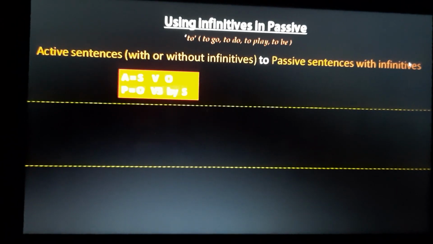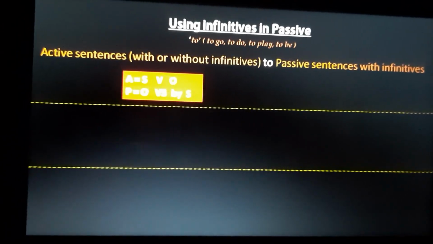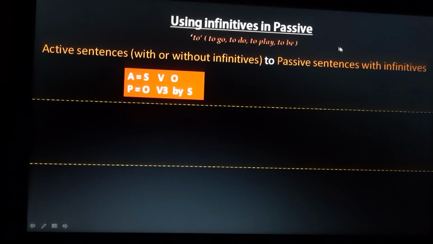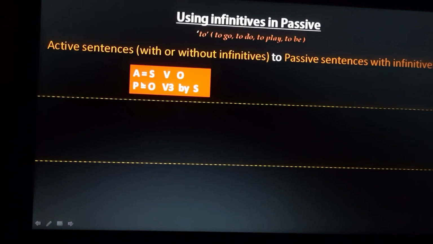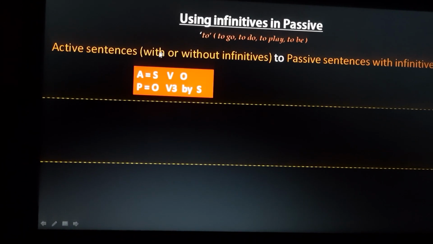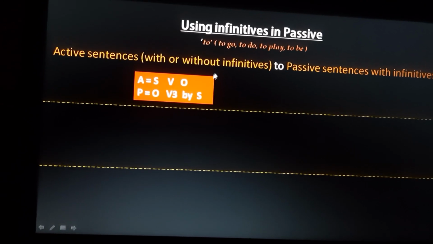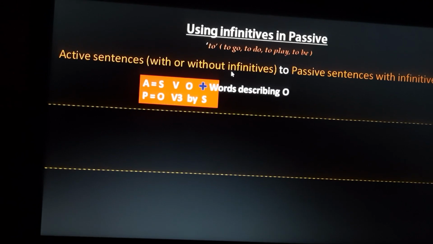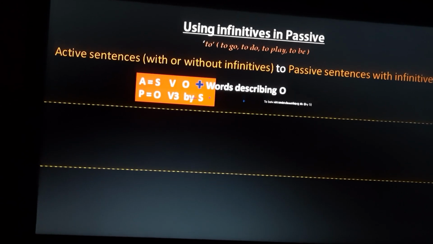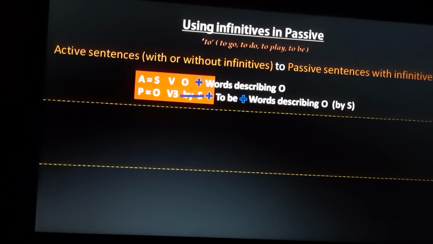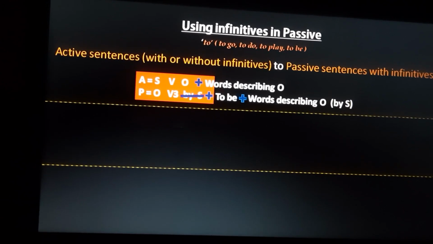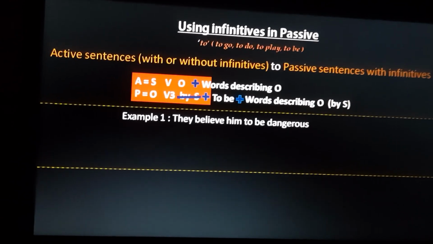Let us learn this with the help of an example, but before that, let us revise the formula of active and passive voice again. But as we are dealing with infinitives here, we will have to modify this formula a bit. This is a modification for active voice and this is a modification for passive voice. Let us move on to the example now.